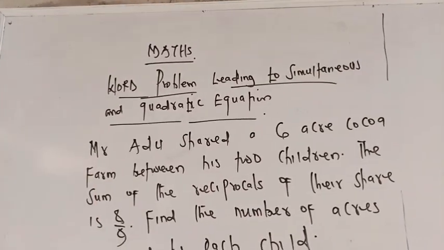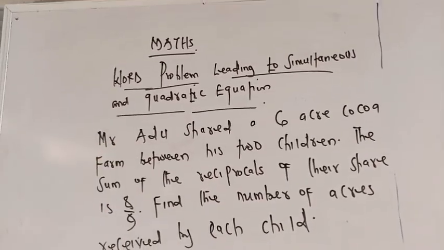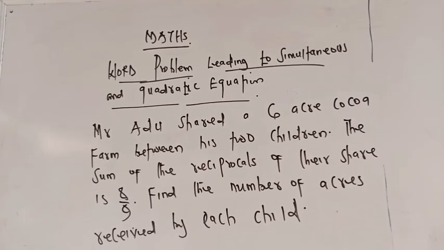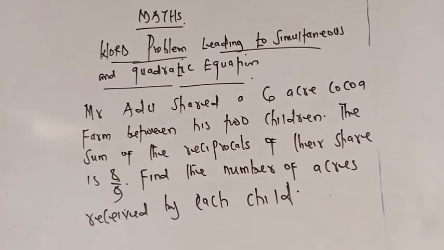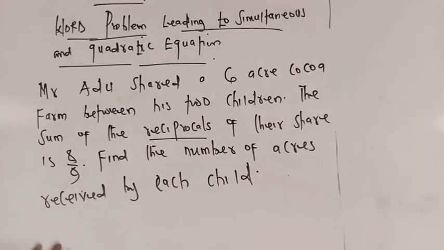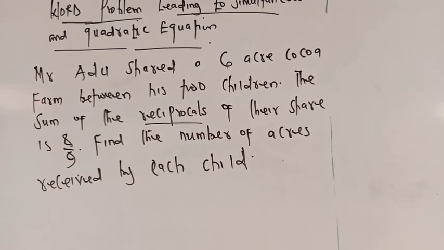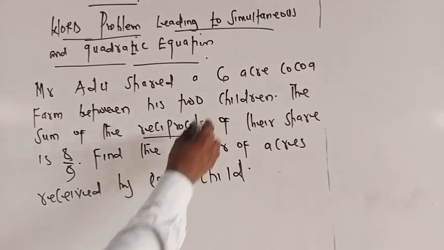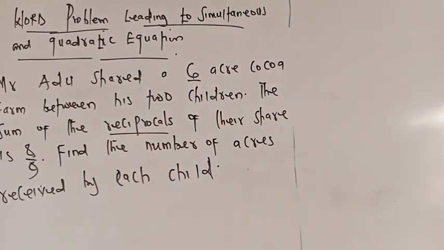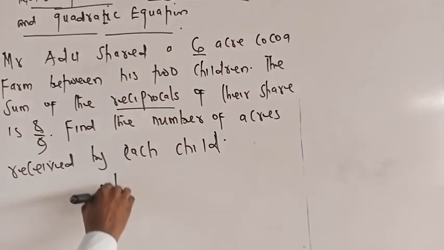So let's follow what the question says. Mr. Abdul shared a 6-acre cocoa farm between his two children. The sum of the reciprocals of the share received by each child is 8/9. So what did Mr. Abdul share? A 6-acre cocoa farm.